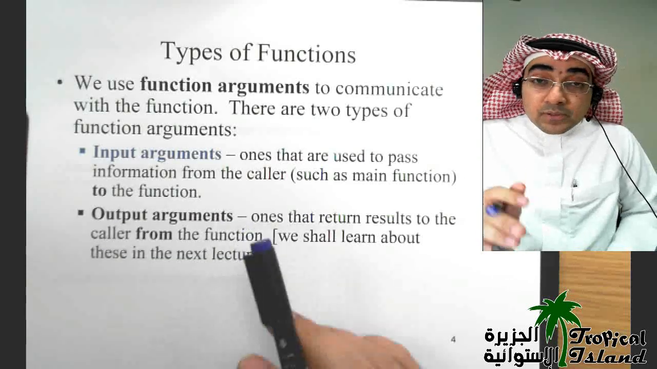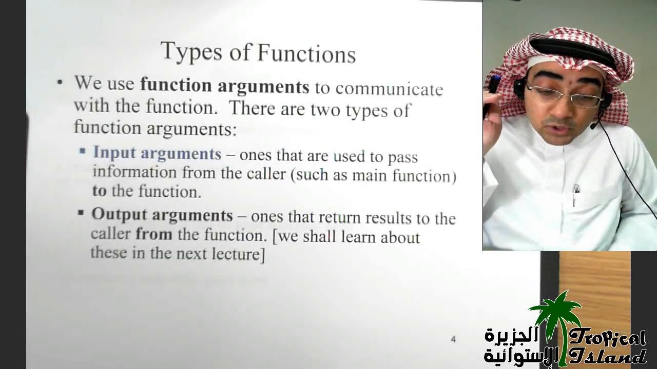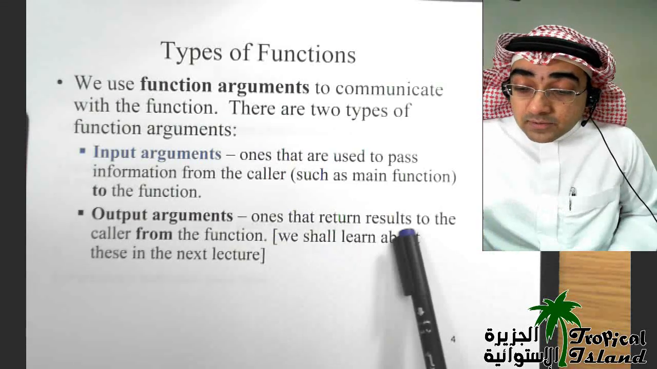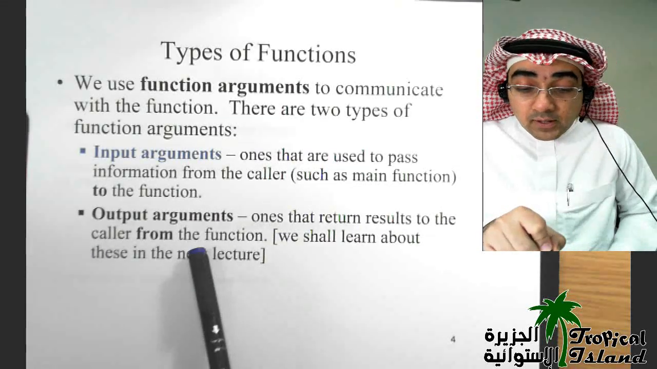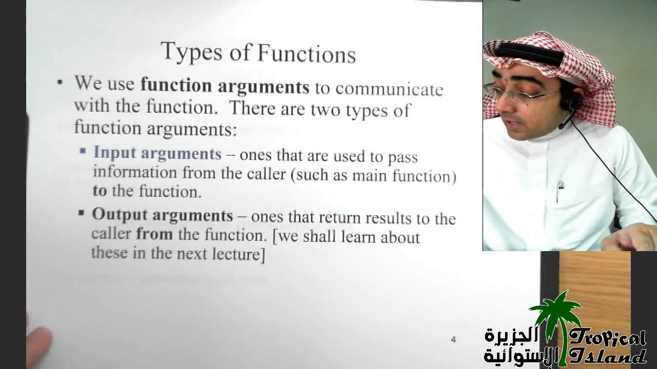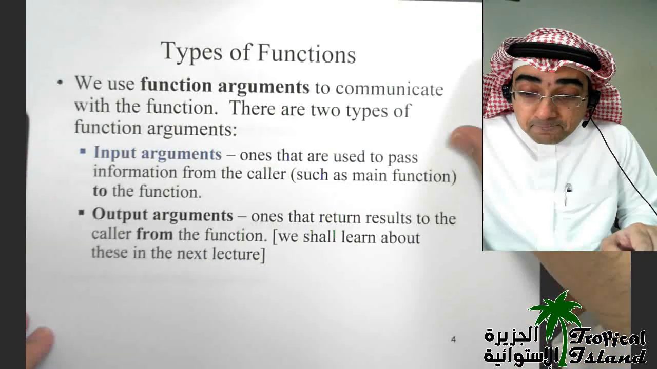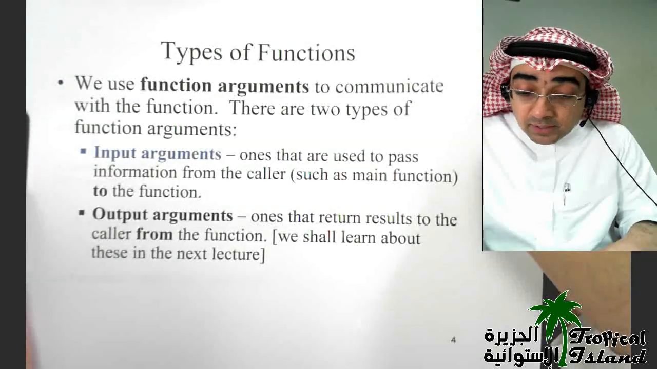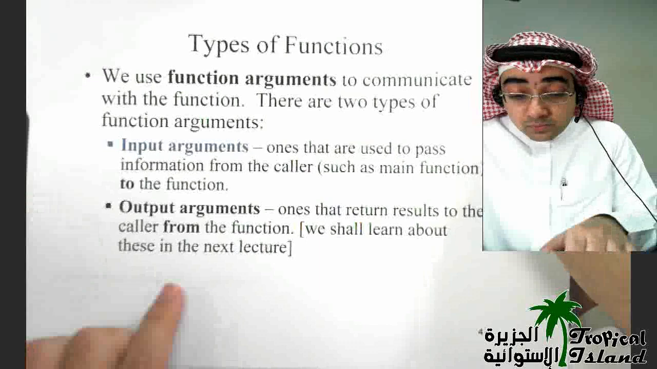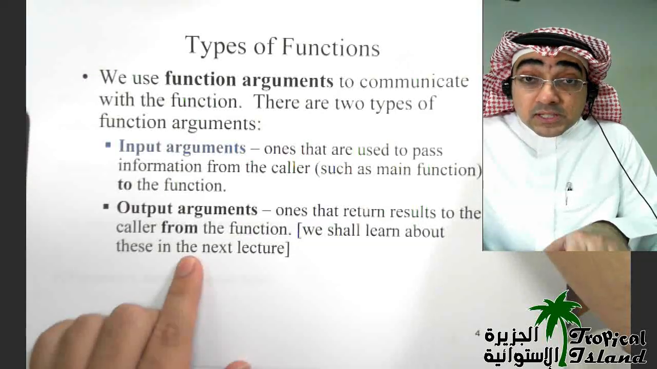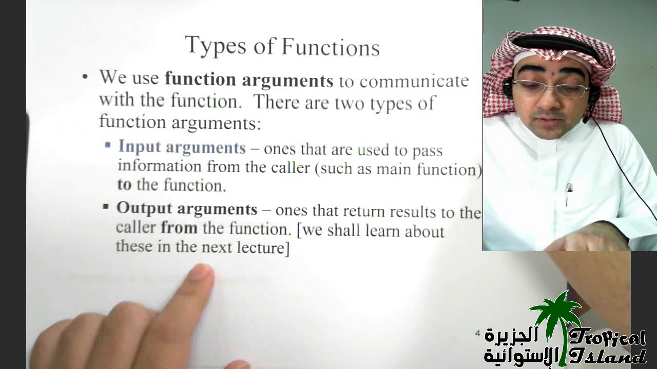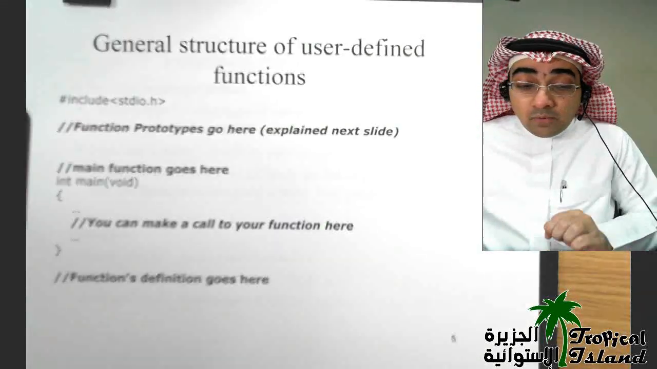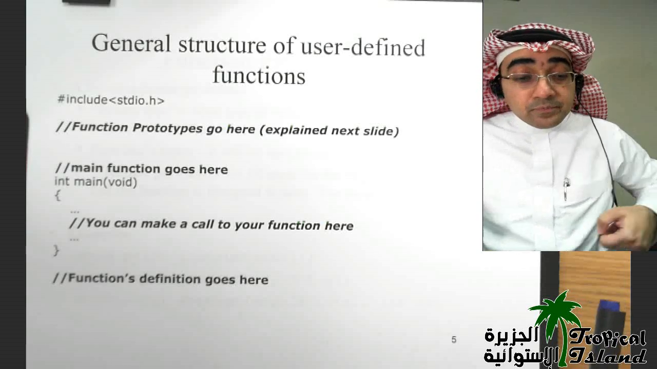Okay, so output arguments are arguments that you actually allocate so you can produce an output and give it to the function that calls you. Once that returns the results to the caller function, we can use it to pass the value back to the function that called it. Okay, so we'll talk about output arguments in the next lecture. In this lecture we'll be concentrating mostly on the input arguments.